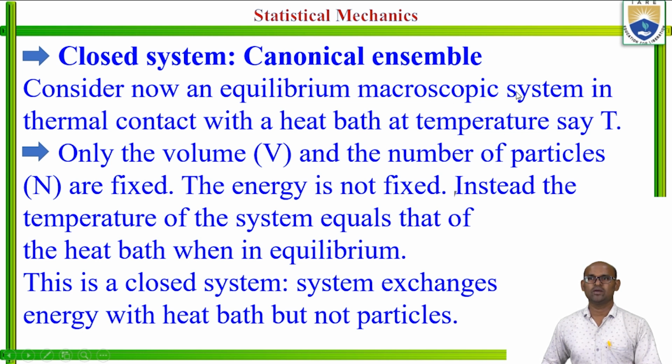Consider now an equilibrium macroscopic system in thermal contact with a heat bath at temperature, say, T. An isolated system is not in contact with any other heat bath; it is neither changing energy nor changing number of particles. For such an isolated system, total energy, total volume and total number of particles were constant, and we constructed a microcanonical ensemble to obtain a macroscopic property.